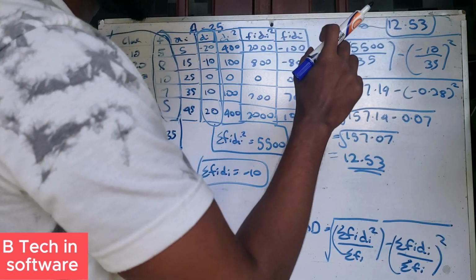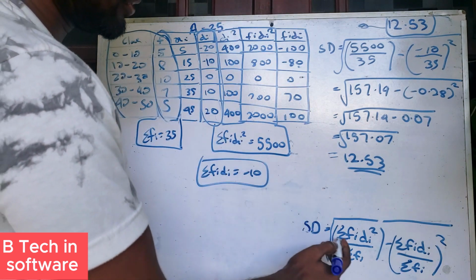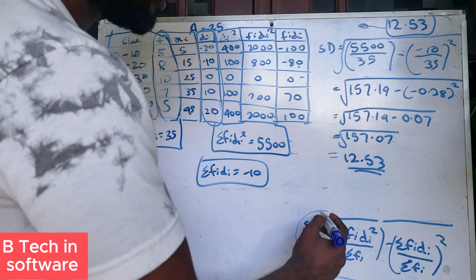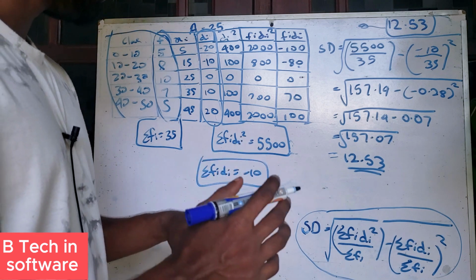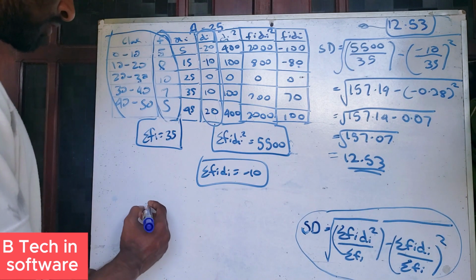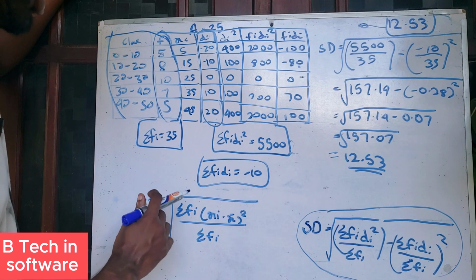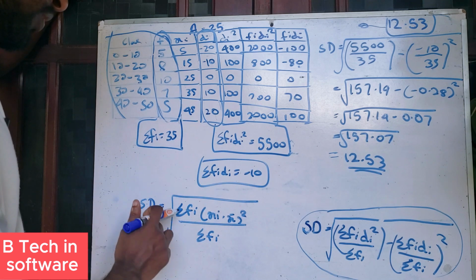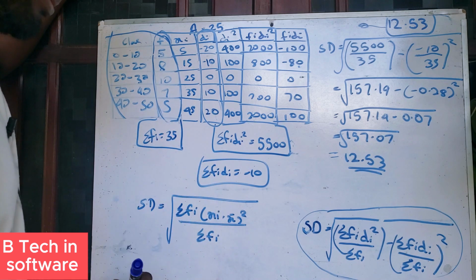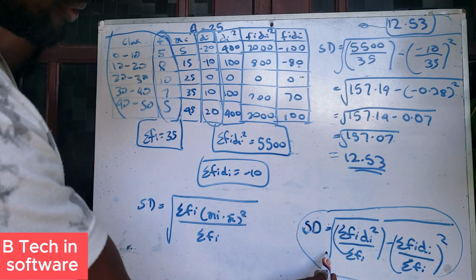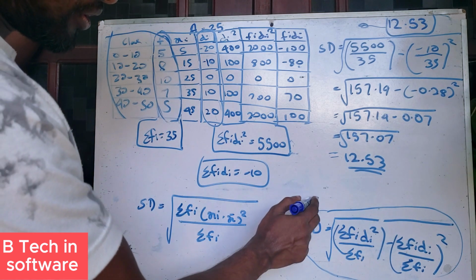Both ways are correct. If you are given an assumed mean, you can use this equation. If you are asked to find standard deviation without assumed mean, you need to use this equation. This is the equation to find standard deviation for grouped data without assumed mean. This is the equation to find standard deviation for grouped data with assumed mean.